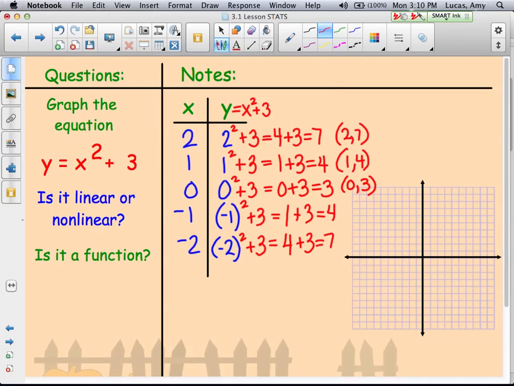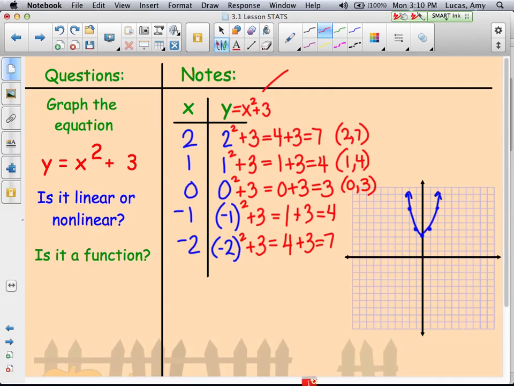So when I graph these, you may already be thinking about this. 2, 7, 1, 4, 0, 3, negative 1, 4, and negative 2, 7. This is non-linear. This graph is not a straight line. It curves. This graph is actually called a parabola. We will learn a lot about parabolas later in algebra. Chapters 7, 8, 9, maybe even part of 10. We will work a lot with quadratics.